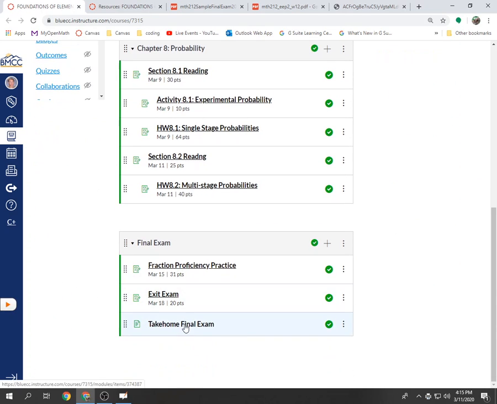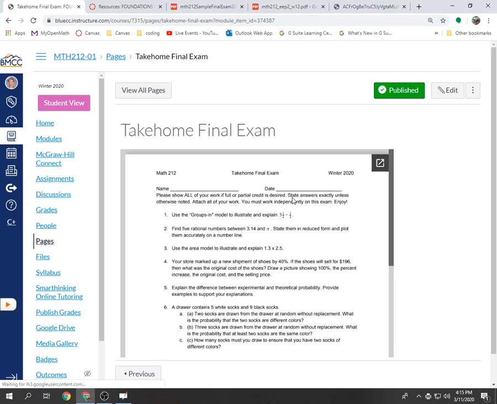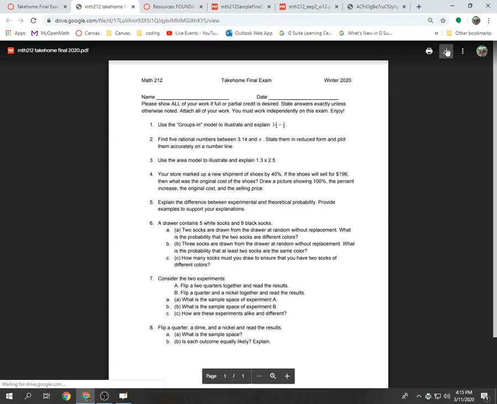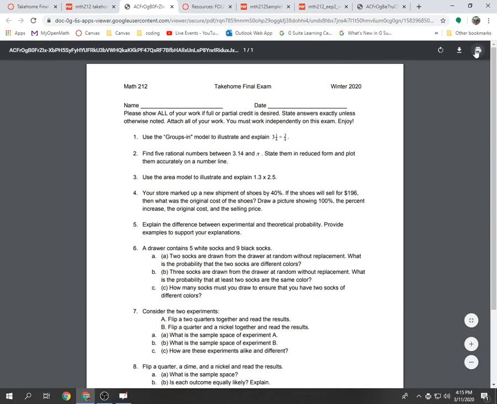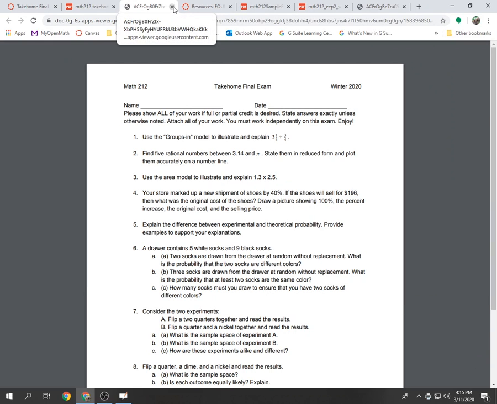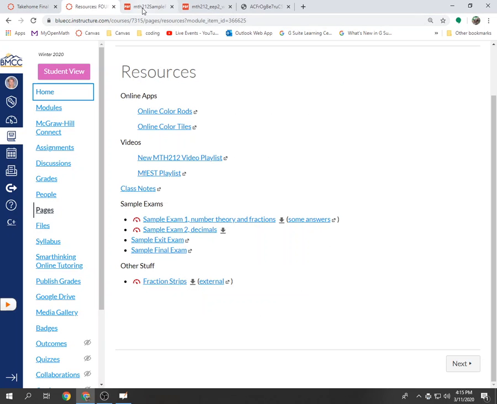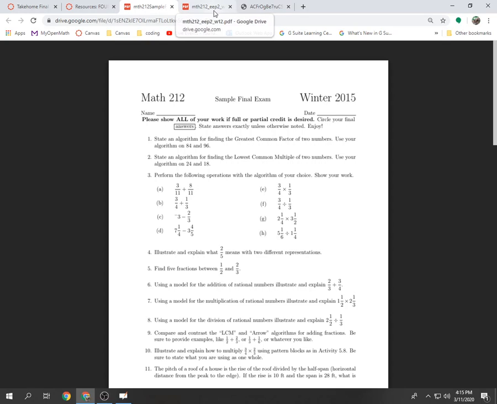Oops, not that one, but we can look at that one too. Where is it? Oh, it's still loading. There we go. Okay. All right, so let's take a look at some fraction problems.